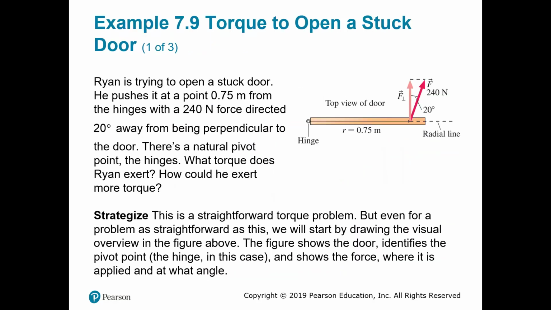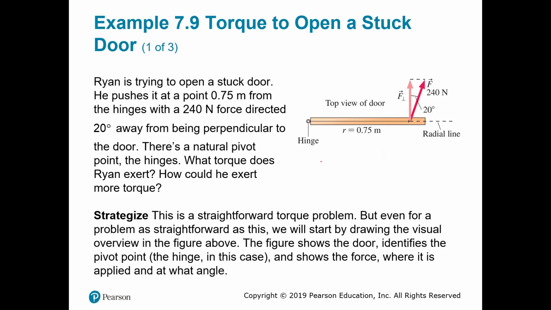And then how about here? Ryan is trying to open a stuck door. He pushes it at 0.75 meter from the hinge with a 240 Newton force directly 20 degrees away from being perpendicular to the door. And this is why I said be careful. Okay, don't simply use torque is R F sine theta, but instead you better understand torque is R F perpendicular.